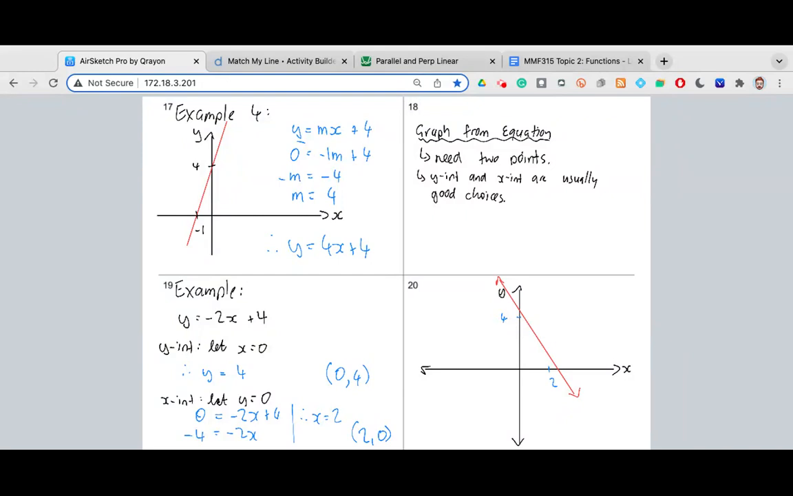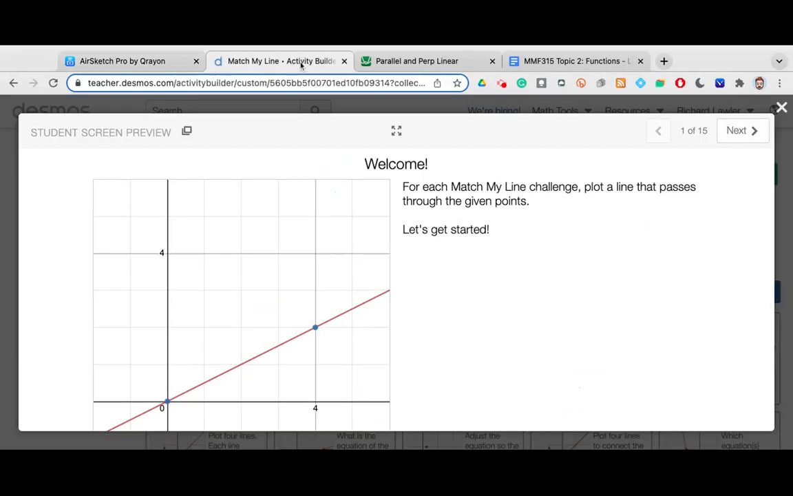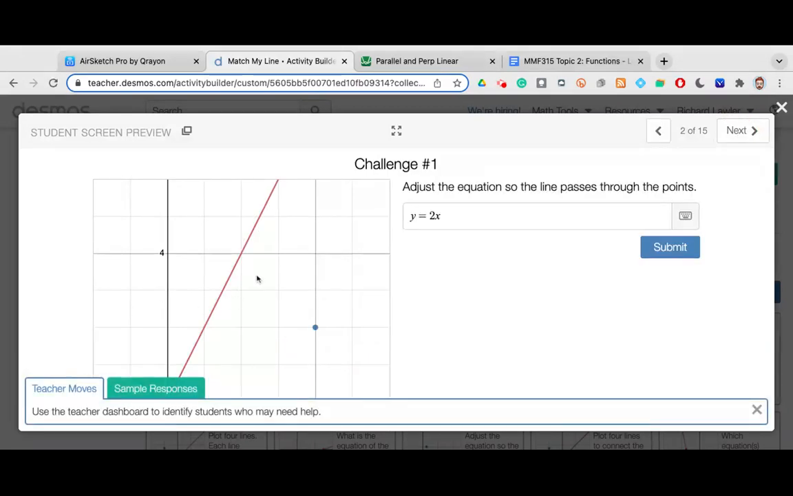Now, if I can just have your attention just for 1 minute, feel free to get yourself ready as you're going, but if you could just look at the board, if you can do 2 things at once. When you start the activity, it looks like this. I just want to explain how to use it. It's really quite cool, I reckon, anyway. So this says, for each match my line challenge, plot a line that passes through the given points. So you're given information or you're given a line and you have to work out the equation that works for it. So when you click on next, this is an example here.